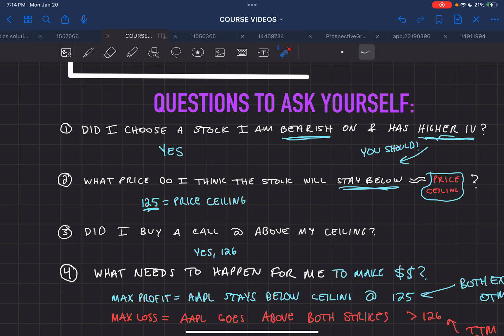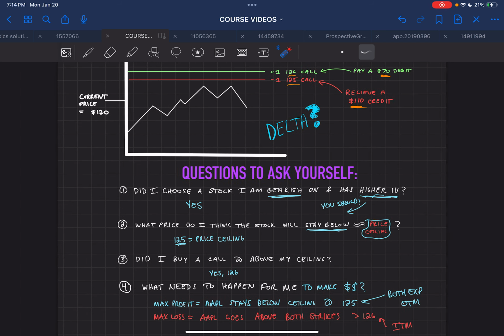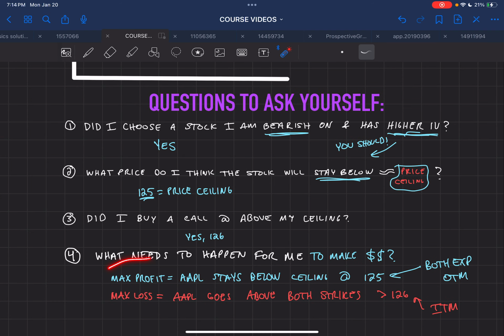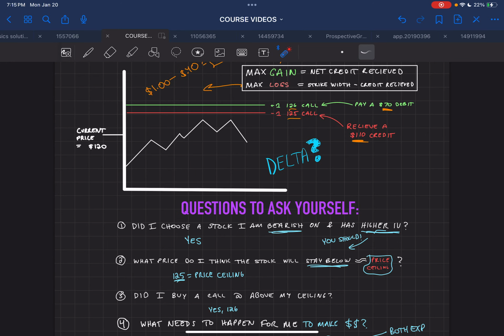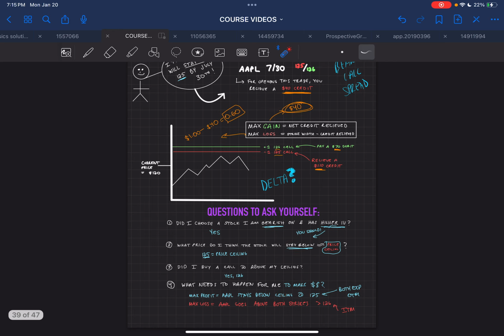Three, did I buy a call above my ceiling that I set? Yes, I bought the 126 call. And number four, what needs to happen for me to make money? So max profit will be achieved if Apple, in this case, stays below the price ceiling, which is the leg we're selling, at 125. In this case, both options will expire out of the money and we collect our max profit of $40.